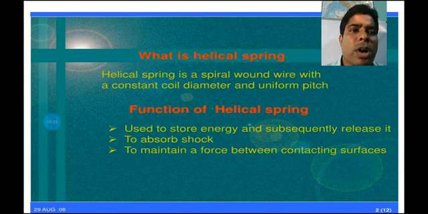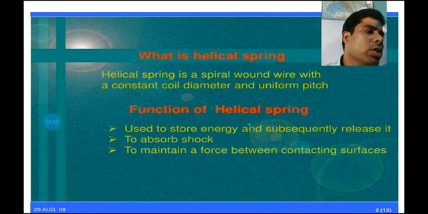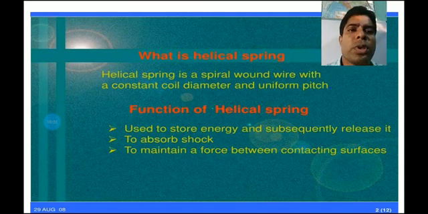Now, function of helical spring. Function of helical spring means where the helical spring is used. I already explained the different types of spring. But what are the actual functions of a helical compression spring? Number one, it is used to store energy and subsequently release it. Obviously, if a spring absorbs load, it can also release it, otherwise it is not possible. That is the property of a spring. It can absorb energy, and when the energy is loosened out, it can release.